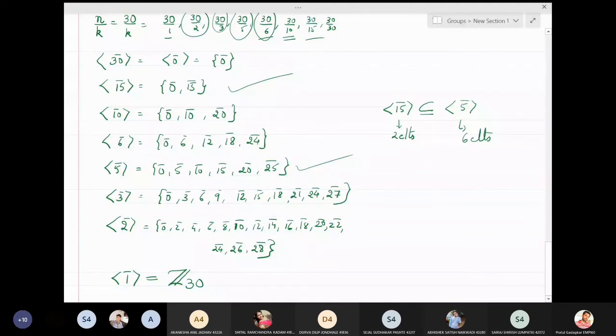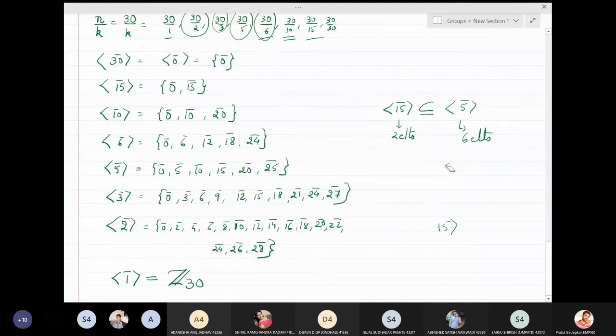So there is one connection between these two. When I'm drawing the diagram, which one should be below the other? Since this is a subset of that, this is the smaller set. The subgroup generated by 15 bar is smaller, and the subgroup generated by 5 bar is larger. So when I'm drawing the diagram, 5 bar should be written above 15 bar.